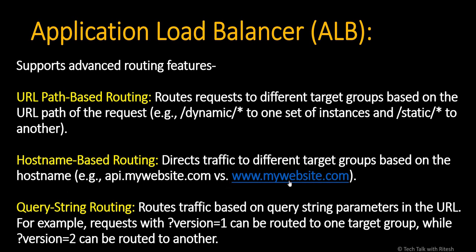The second type is host name based routing, directs traffic to different target group based on the host name. So for example, this is my website, mywebsite.com, and this is my subdomain, api.mywebsite.com. So I can create two target group, and one target group is for subdomain, one target group for maybe another subdomain or for the main domain, and on basis of that I can decide to which target group the request should be served. The third one is query string routing, routes traffic based on query string parameters in the URL. For example, requests with question mark version is equal to 1, that is one query parameter, can be routed to one target group, while question mark version is equal to 2 can be routed via another target group.